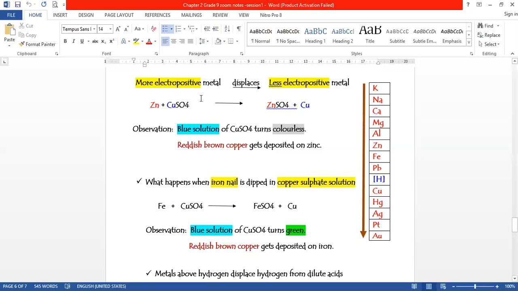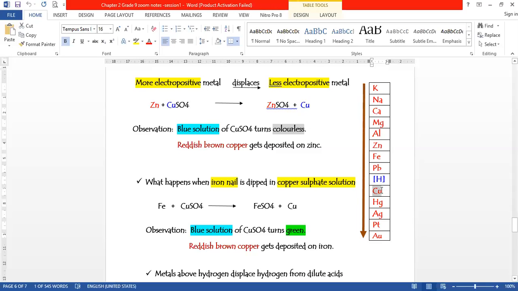So the first example given to you over here is zinc reacting with copper sulfate, giving you zinc sulfate and copper. You can see that in the reactivity series, zinc is present over here, while copper is over here. So zinc is more reactive than copper. So zinc will displace this copper from its solution. We are taking copper sulfate solution, and it forms its own solution, which is zinc sulfate. Along with that, copper metal is produced.